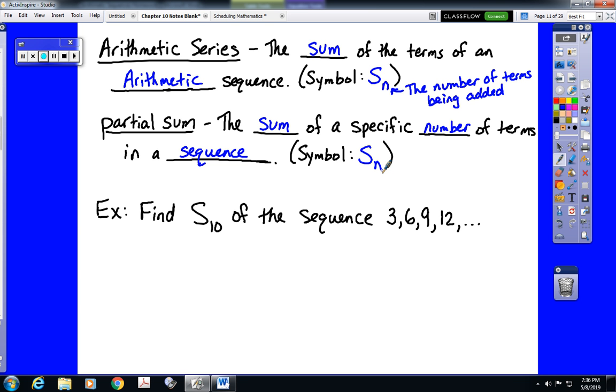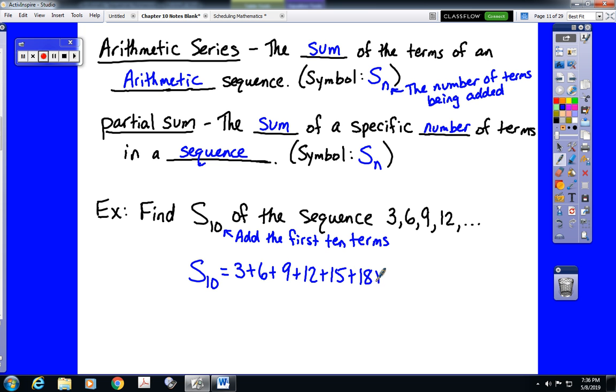So here's an example. It says find S sub 10 of the sequence 3, 6, 9, 12, etc. So this 10 is telling you to add the first 10 terms. Now, that's not very many. So in theory, we could just write this out as a long addition problem and then add them up. And that would work. That is absolutely what we're going to do.